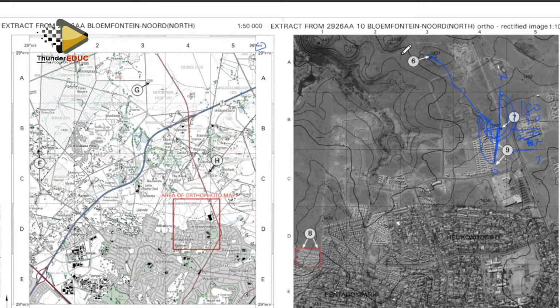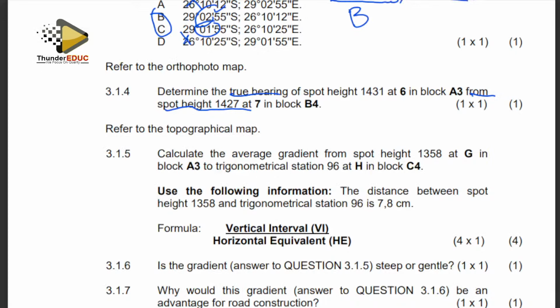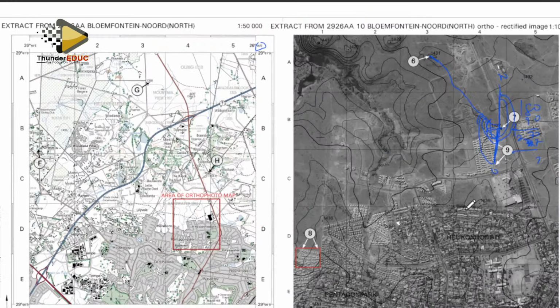So all I want you to know is which one is the starting point. In this question, they say from this spot height at 7. So that means 7 is the starting point. So you start from 7, going where? Going this way. So at 7 is where you draw your true north. But you start by joining these two places with a straight line. So you measure clockwise from here to the line that is joining the two places. So from here to here is 180, then plus this section here. The answer you are going to get will be the true bearing.